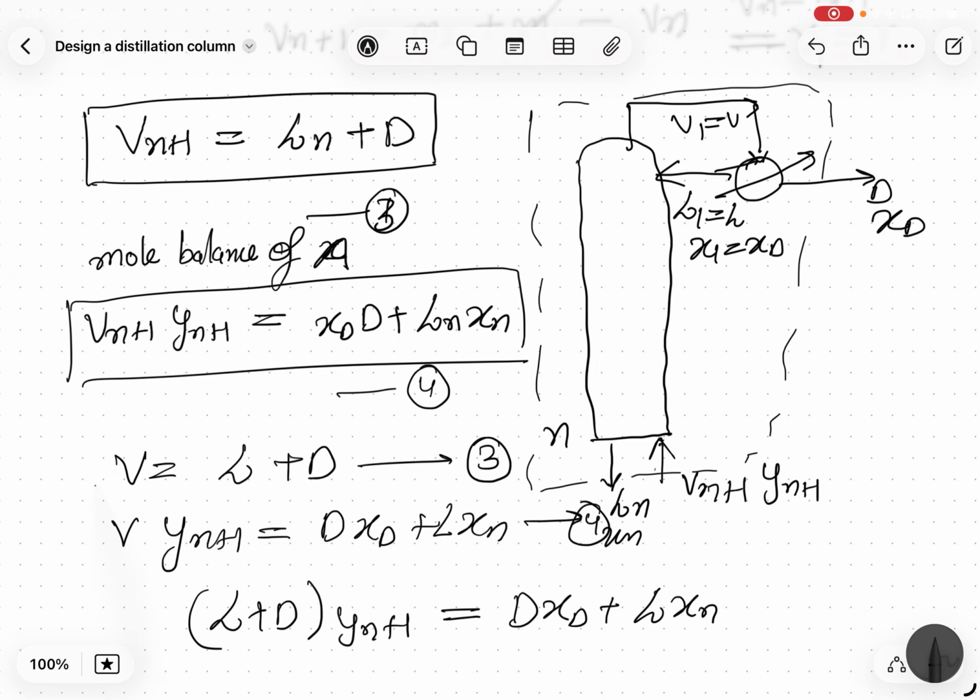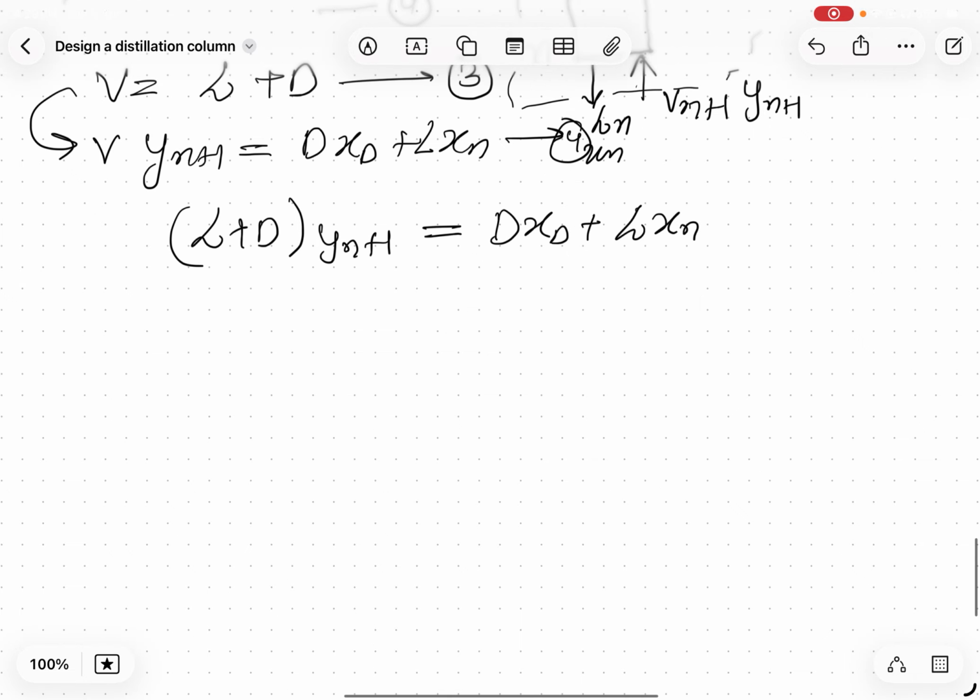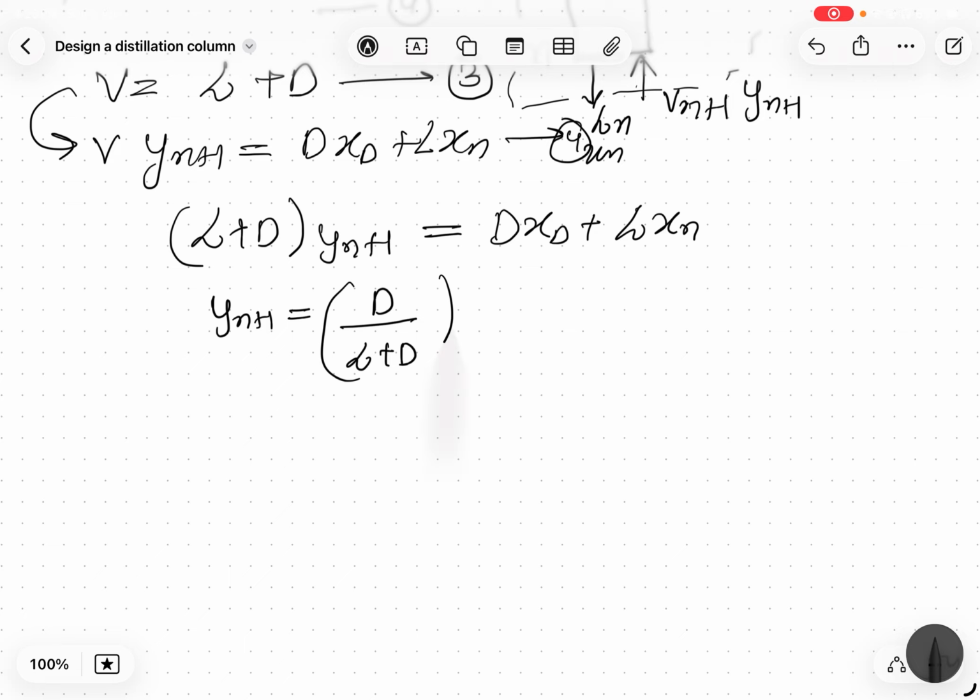After substituting this, if you follow closely, yn plus 1 equals D divided by L plus D into xd plus L by L plus D into xn. Now I call it one of the ratios that I am going to talk about. That is the reflux ratio. So what is the reflux ratio? You also know, R equals L by D.